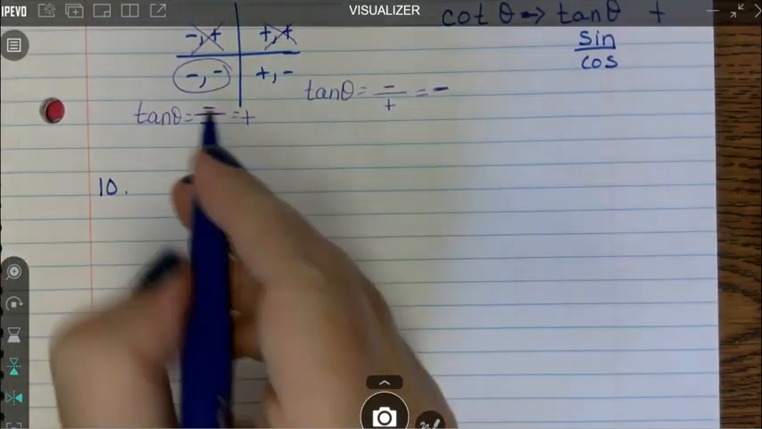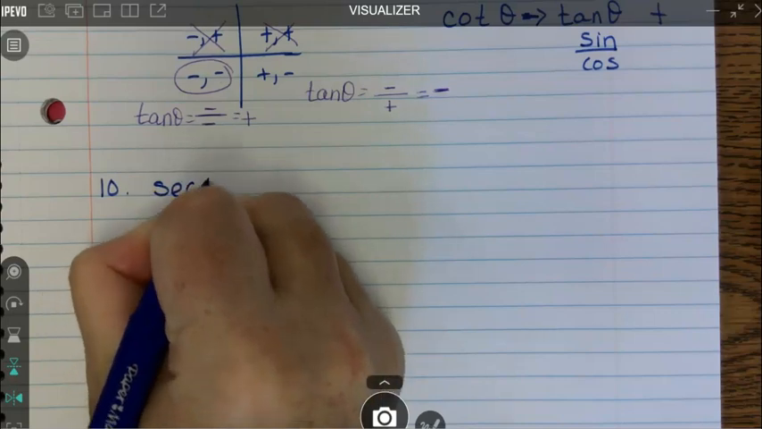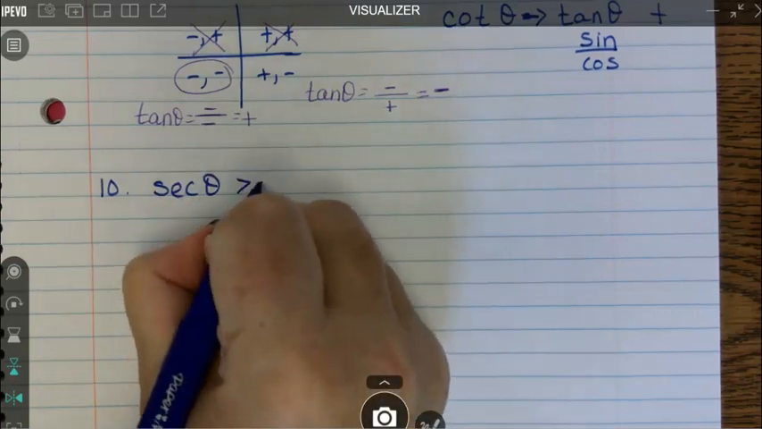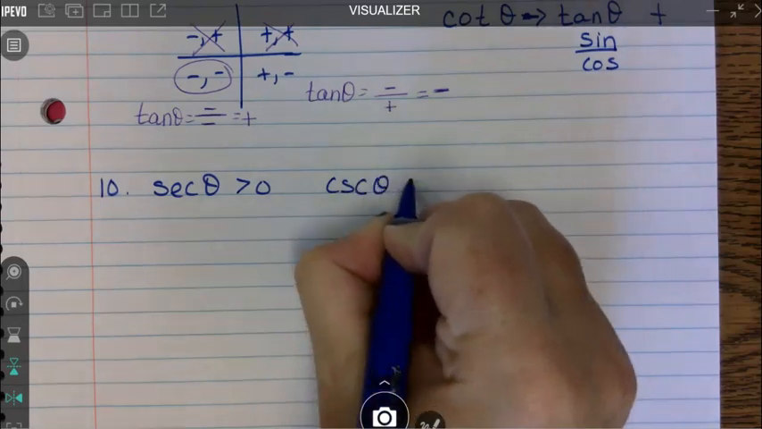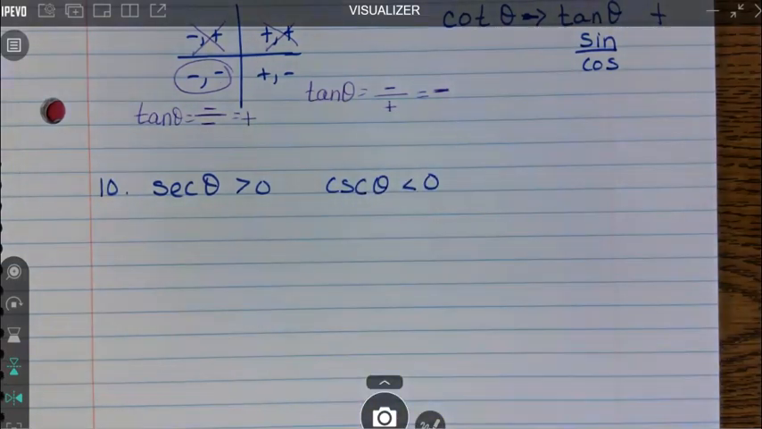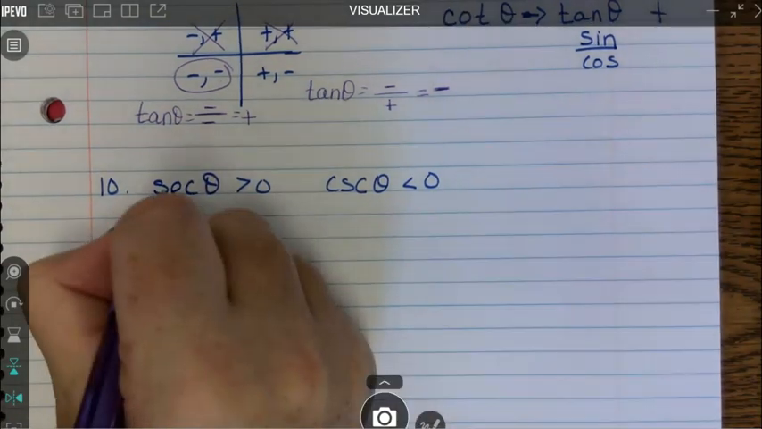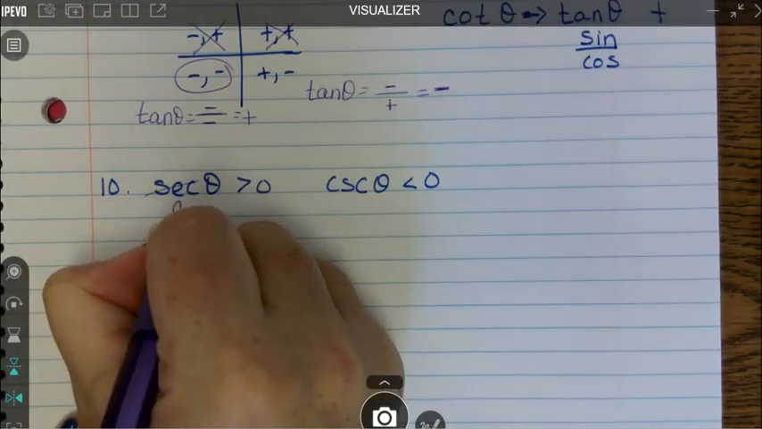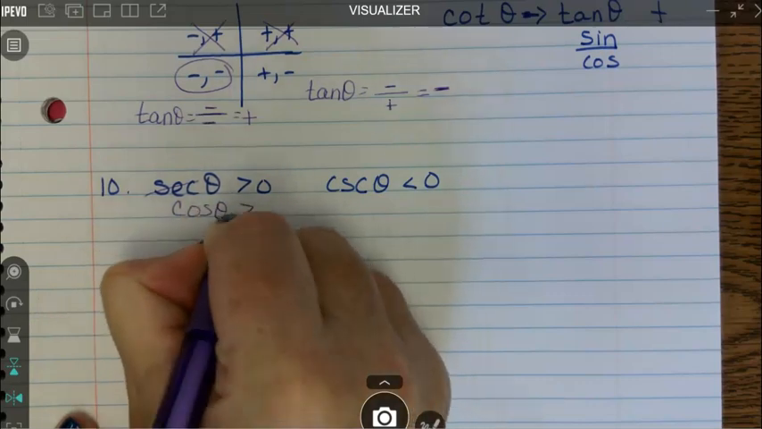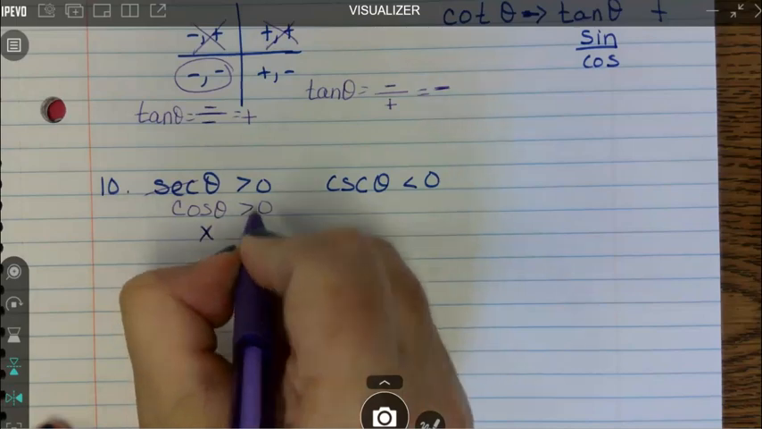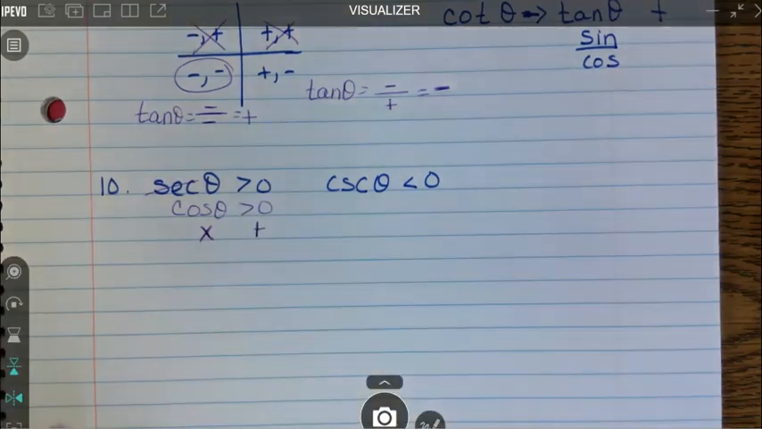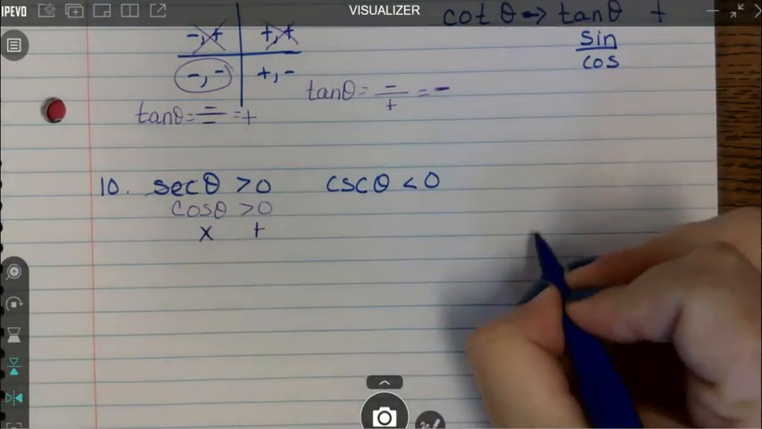Ten: secant and cosecant. So my advice is let's get these back into the originals. So secant is also known as cosine. Okay, so cosine is our x value, and it is positive.